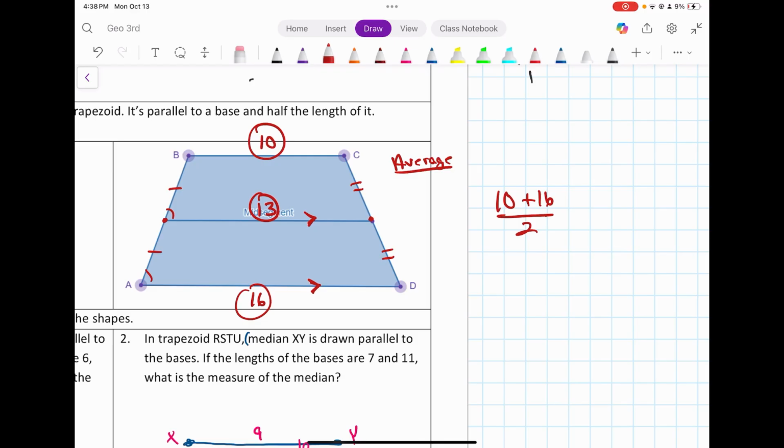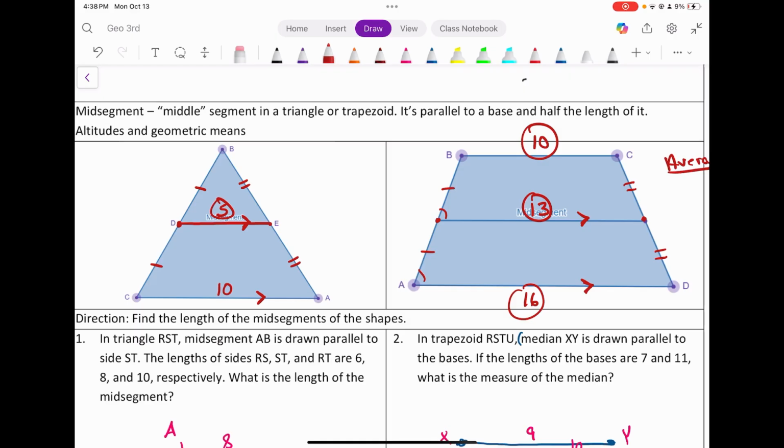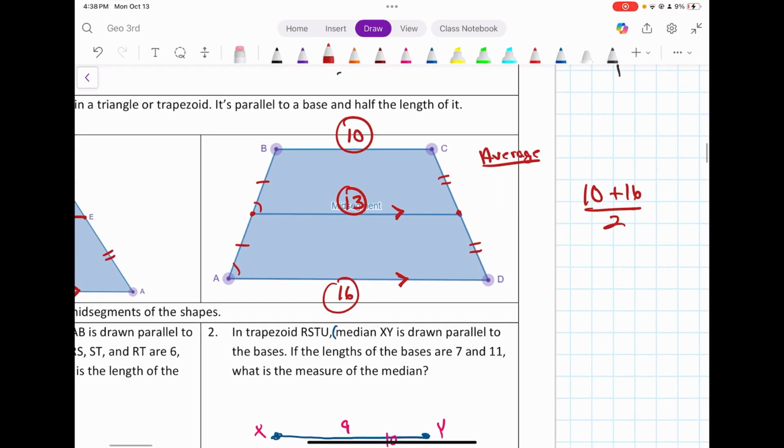Again, what we need to remember: in a triangle, the midsegment is going to be half the base. In a trapezoid, the midsegment, we're going to average the two bases, 10 and 16 in this case. That's going to give us our midsegment, and the midsegment will always be parallel to those bases.